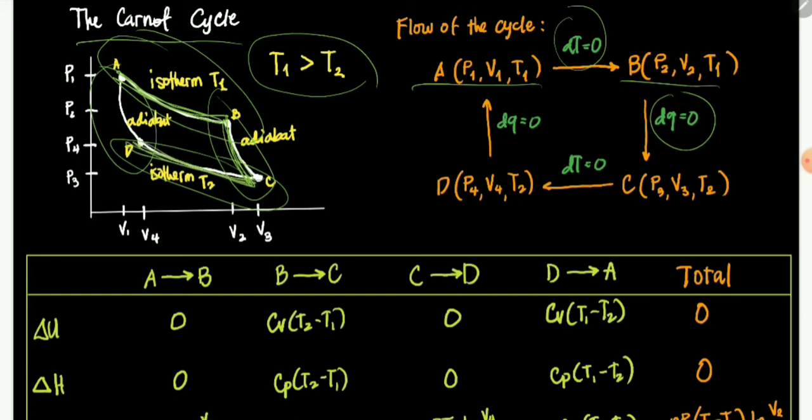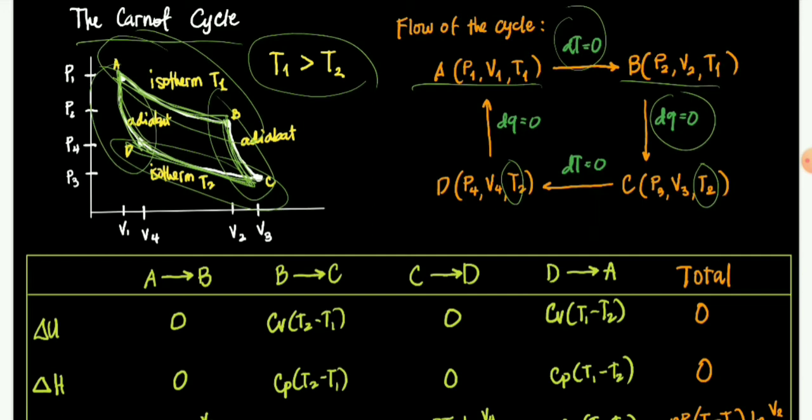From B to C, nag-change na yung temperature. So C to D, isothermal, pero T2 na yung temperature natin, okay? And then an adiabatic compression from D to A, which is this path. So that path closes the cycle, okay?